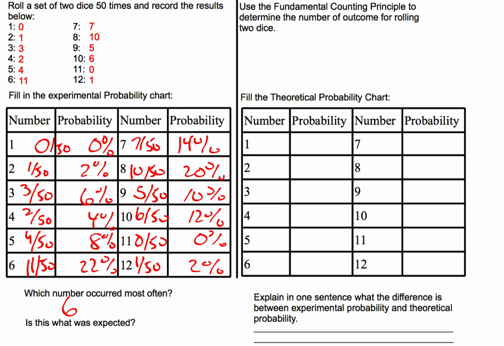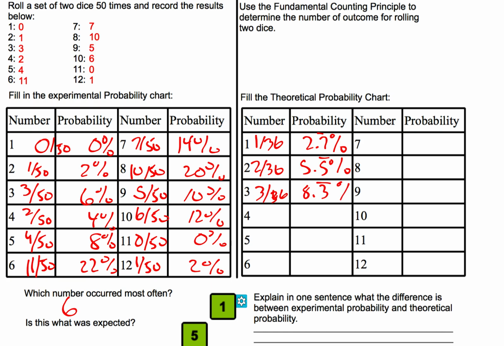So we go back here. Figuring out the theoretical probability. This is 1 out of 36, which is 2.7 repeating percent. Then we've got 2 options out of 36 for the 2, which is 5.5 repeating percent. 3 out of 36 should be 8.3 repeating percent.